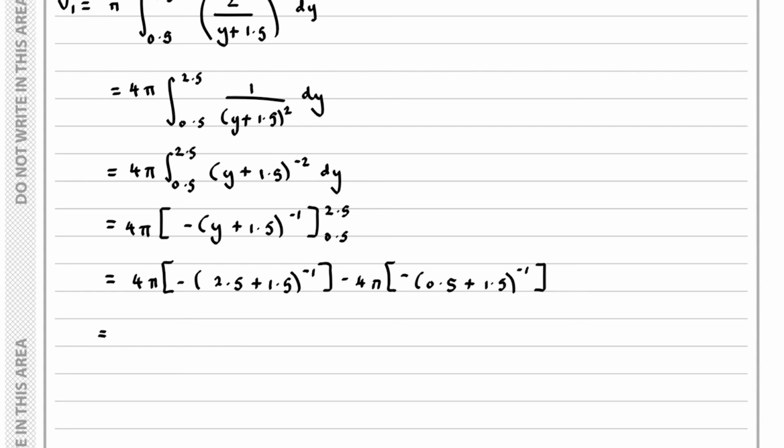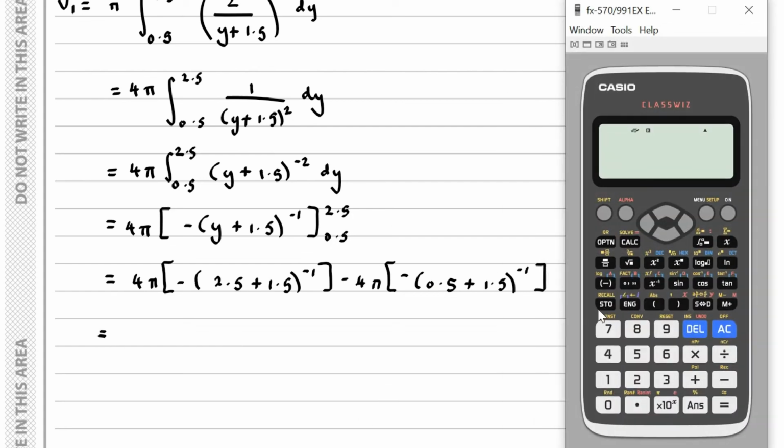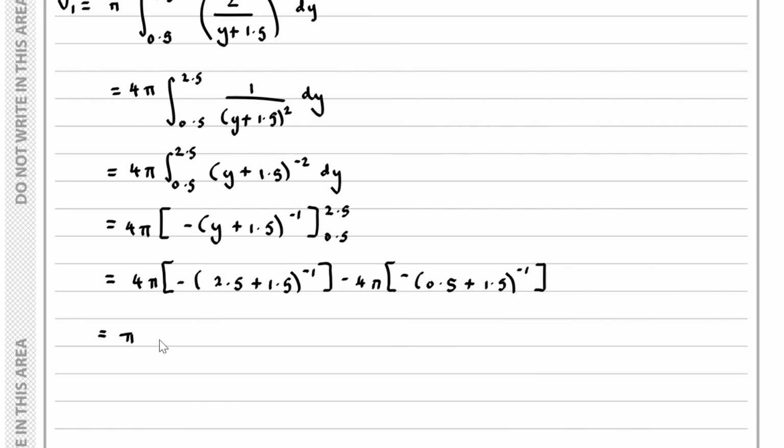So if we tidy all of this up, here we've got 4 pi lots of minus, and then here we've got 4. We've got here minus 4 to the minus 1, minus 4 pi lots of minus, well here we're going to get 2 to the minus 1. So here we get pi. Okay, so that is the volume formed by rotating v1.